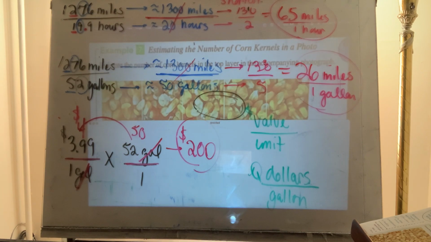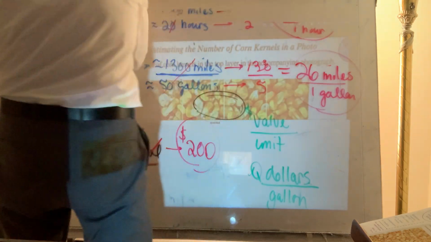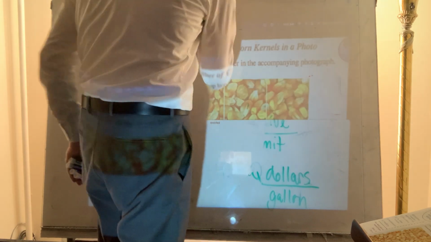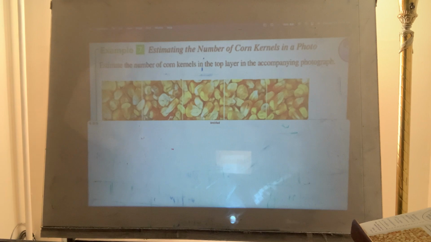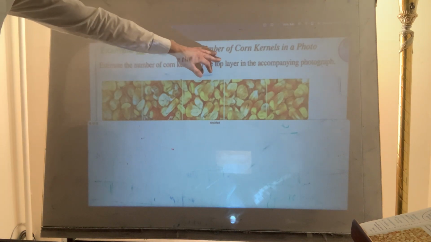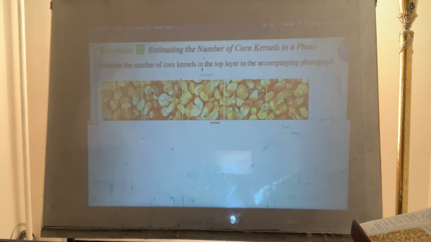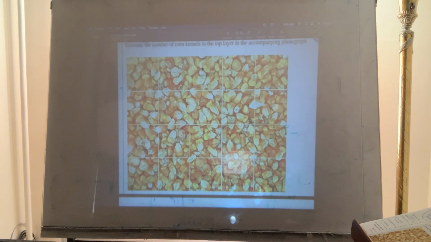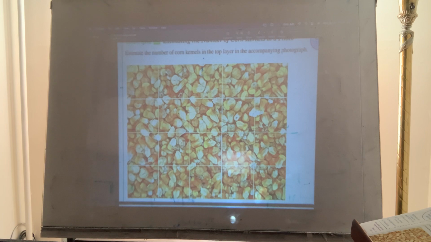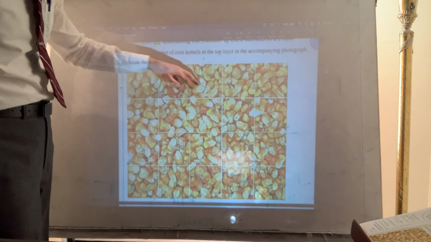And the very last thing is just to show you how you would estimate a number of kernels. This is example 7. Estimate the number of corn kernels in the top layer of the accompanying photograph. Take a look at this picture. How would you go about the process of estimating in this respect? You're not going to sit here and count all the kernels.